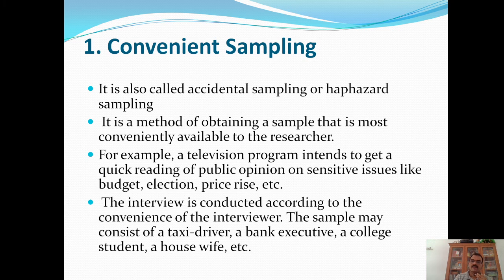For example, a television program intends to get a quick reading of public opinion on sensitive issues like budget, election, price rise of any particular item, etc. For that purpose, the interview is conducted according to the convenience of the interviewer. The sample may consist of a taxi driver, a bank executive, a college student, a housewife, etc. So in some cases, we have to follow the convenience sampling method, even though this method lacks randomness.